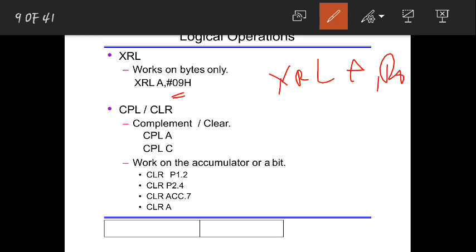You can easily operate this ORL operation. You can use XRL A comma Rn, or XRL A comma direct address, or XRL A comma @R1 or @R0, or XRL A comma immediate data, then XRL direct comma A. All of these can be used except for the single bit operation.